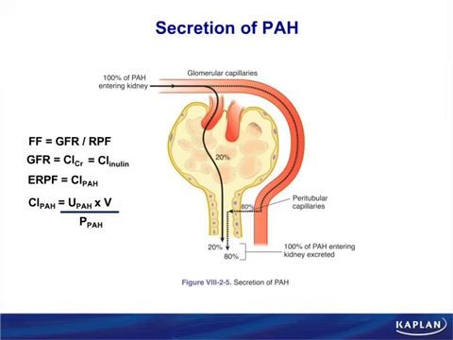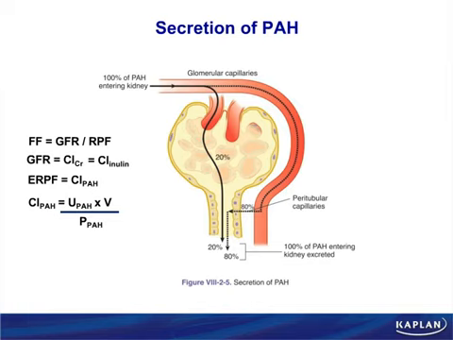You will filter 2 milligrams. You will secrete 8 milligrams. You will excrete 10 milligrams. You will clear all 10 milligrams. You will clear the entire renal plasma flow. The renal vein will have 0 molecules. Your clearance is very high. Your clearance is the entire renal plasma flow.